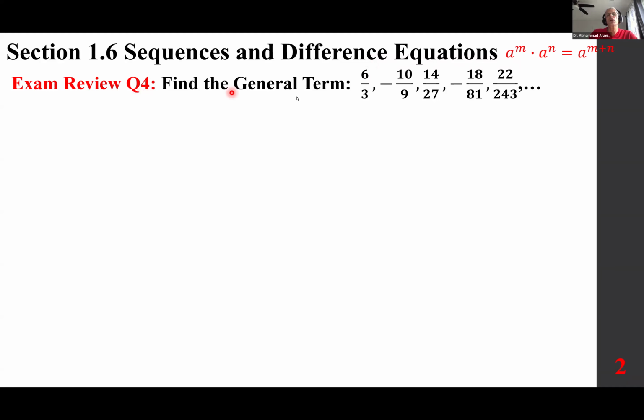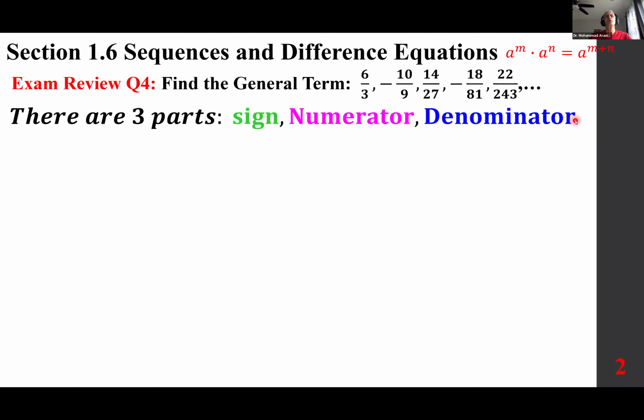So we want to find the general term for the sequence. And as you know, finding the general term sometimes is very complicated. You notice this is as difficult as it gets. You notice there are three things. The sign changes, and you have the numerators, you have the denominators. So you look at three things.